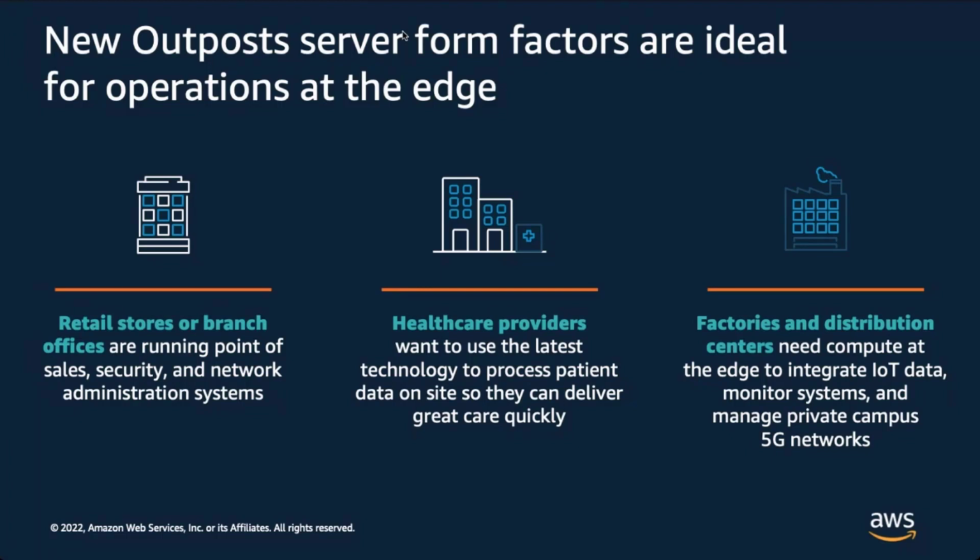So we took that back, and this is where the Outpost server form factor came in. They're much smaller, like Adam said, 1U, 2U. You can put them in retail stores or branch offices. You can put them in a distribution center, as an example, or maybe in a hospital potentially.